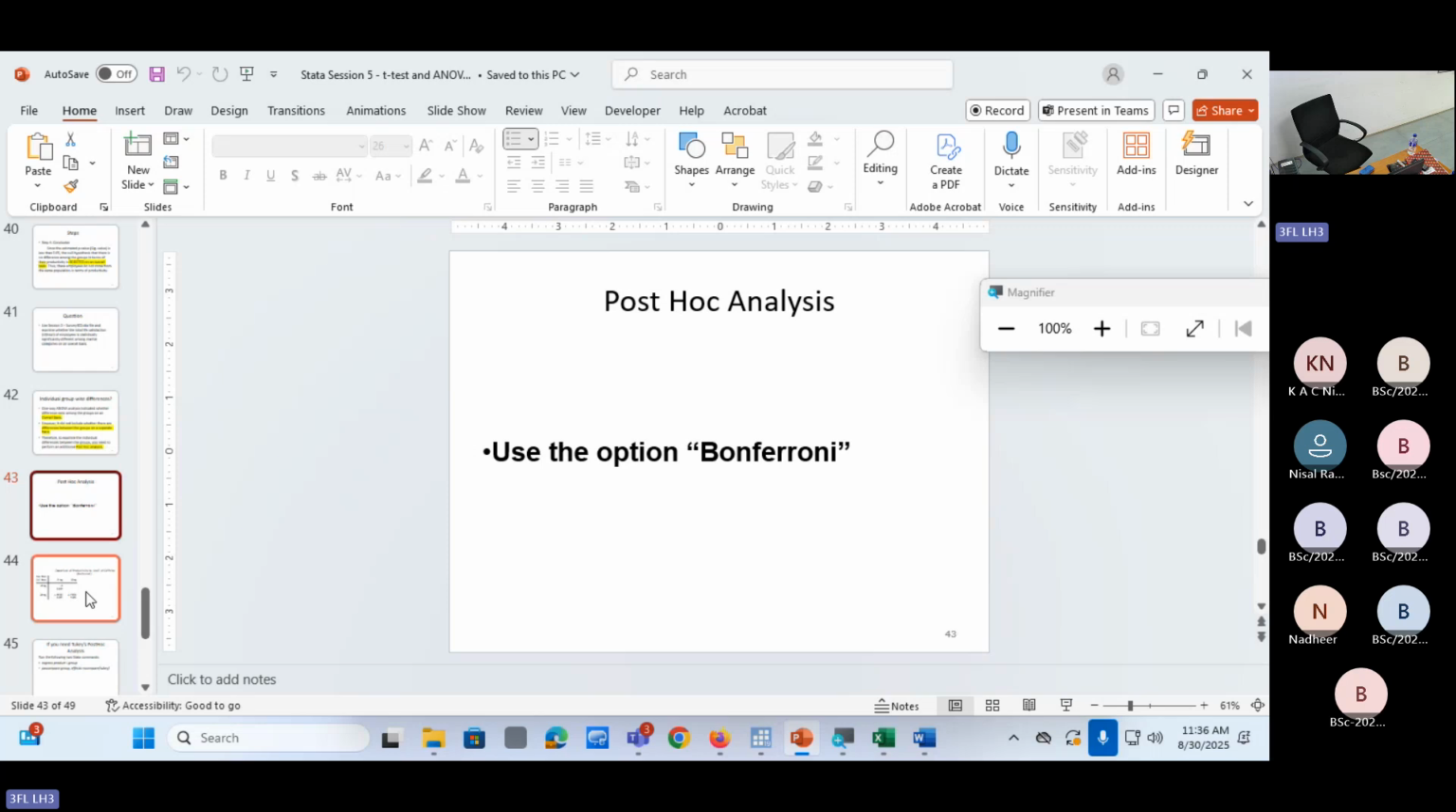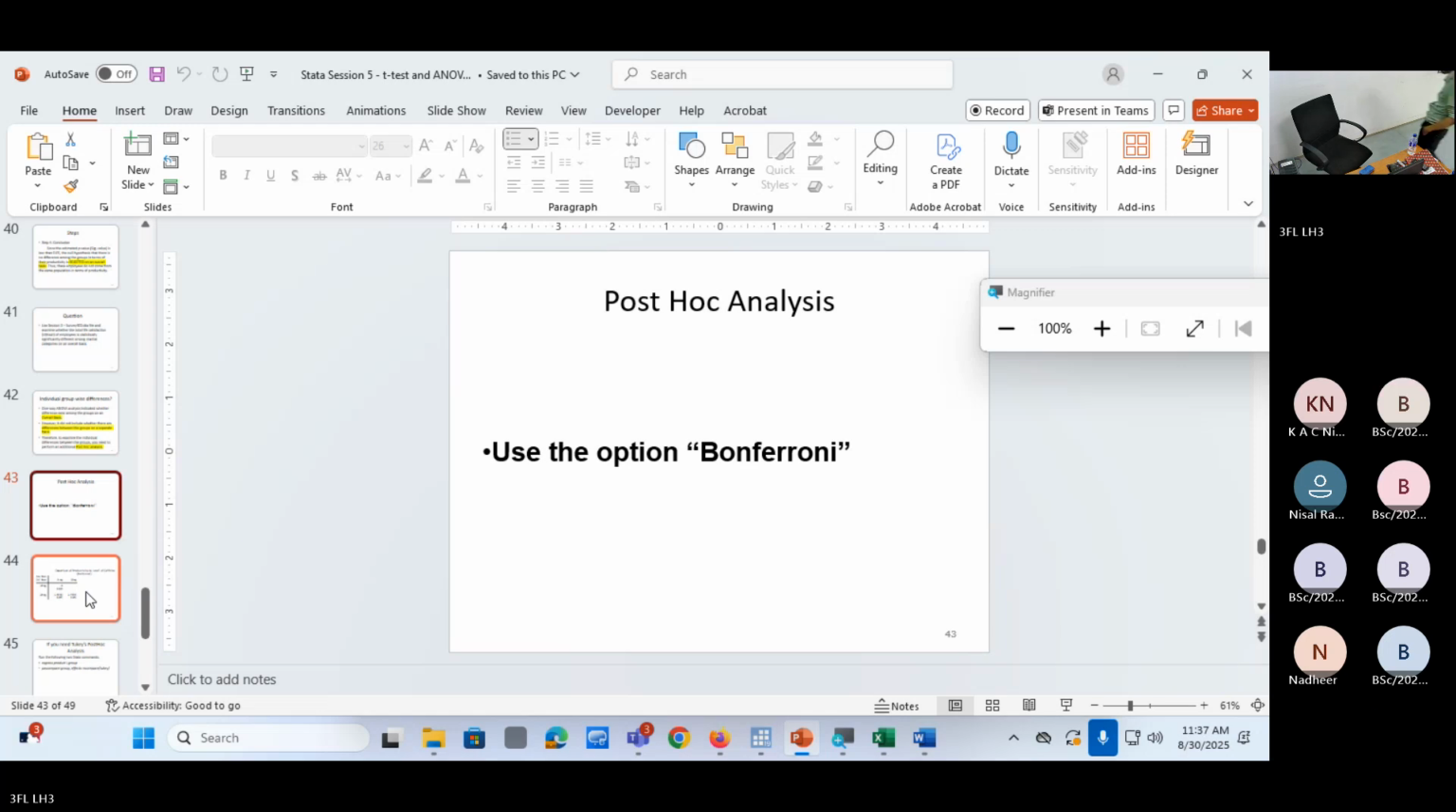Please write down one-parametric post-hoc. Now let's see what it is. Let's see how to do the one-parametric post-hoc analysis.